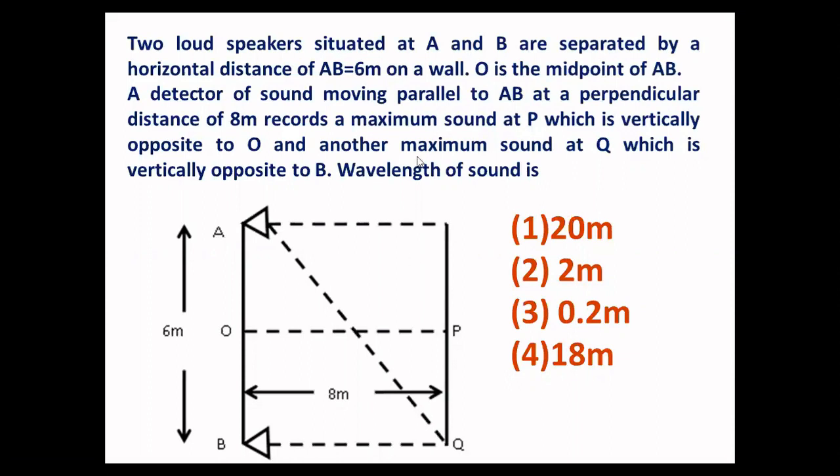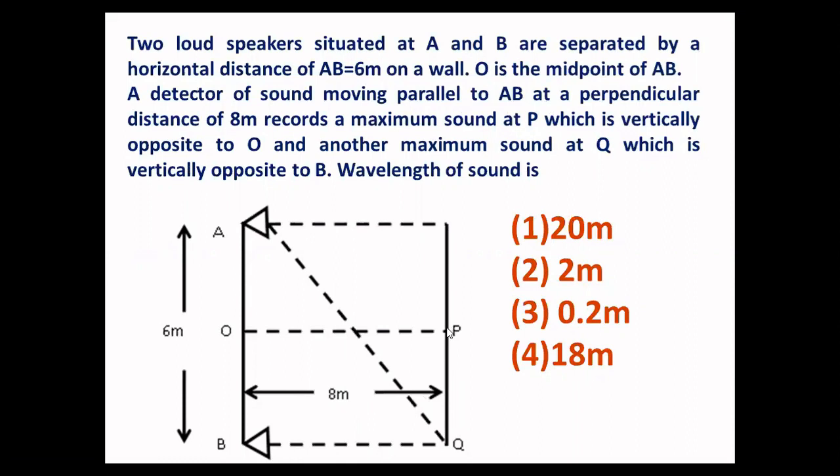A detector of sound is moving parallel to AB at a perpendicular distance of 8 meters. So this is 8 meters, the perpendicular distance to the line joining the speakers. The detector moving parallel to AB at a perpendicular distance of 8 meters records a maximum sound at P. Now, when your friend reaches here, he says, sir, I am hearing maximum sound. Maximum sound is recorded at P.